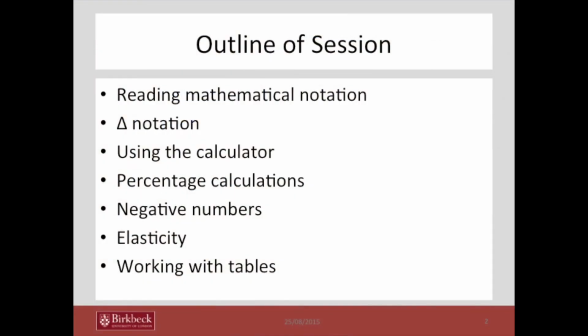In this first tutorial, which introduced you to the basic mathematical skills that are needed for microeconomics for business, we covered how to read mathematical notation. We went into some details about the delta notation, which refers to changes. Then we looked a little bit at how to use the scientific calculator. We went into some details on percentage calculations. We looked at negative numbers, which are very important for elasticity calculations. And then we spent some time on the different types of elasticity calculations. And in the last few slides, we looked at how to read tables.